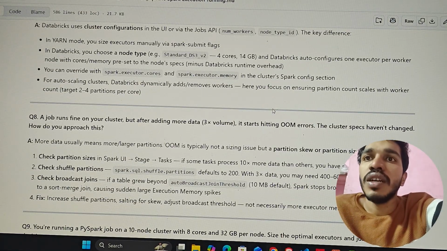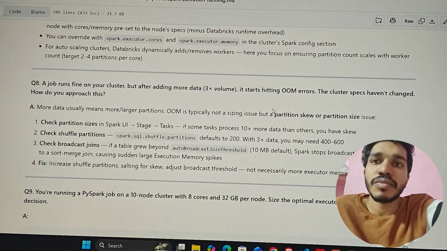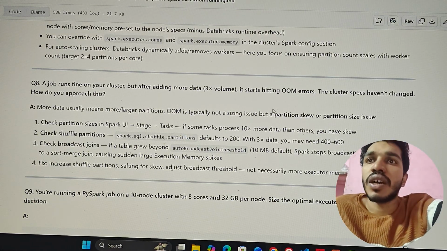For auto-scaling a cluster, Databricks dynamically adds or removes workers. Here you focus on ensuring the partition count scales with the worker count. Target 2 to 4 partitions per node.